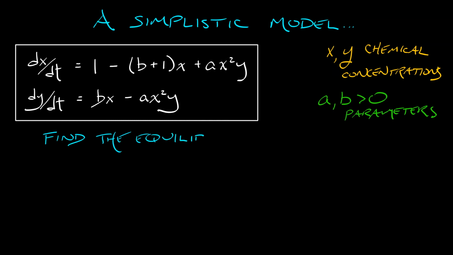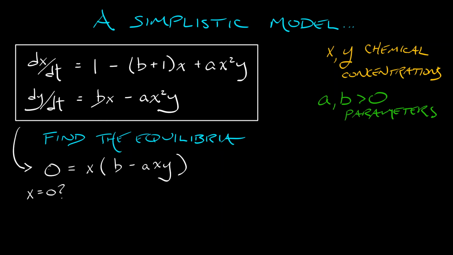So I'm going to take the second equation, the one for dy/dt, set that equal to 0. Factor out an x. I get x times (b minus a times x times y). Is x equals 0 a good choice? No, it's not, because when I substitute that into the first equation, I don't get any solutions, and it's supposed to be a chemical concentration. This is not an equilibrium that I want. So, looking at the second factor, we get that x times y equals b over a.